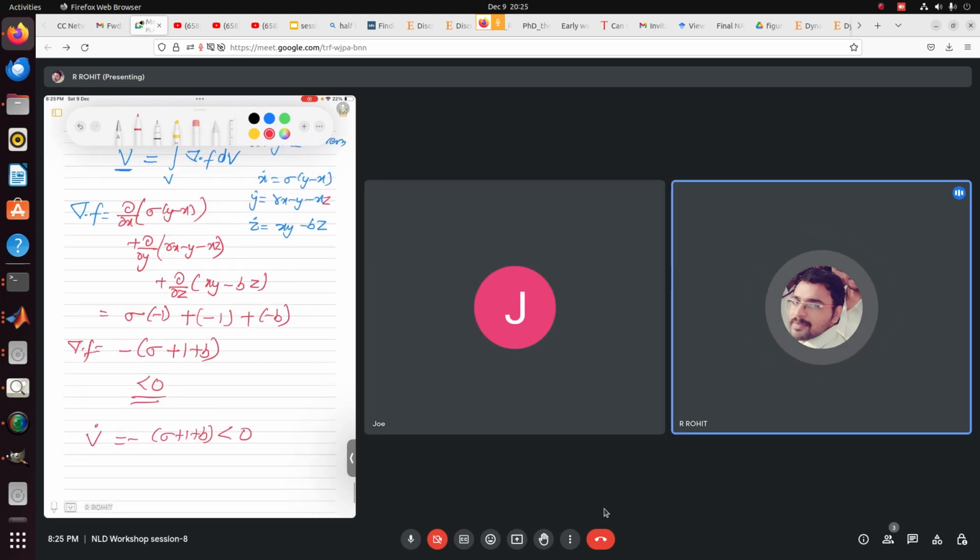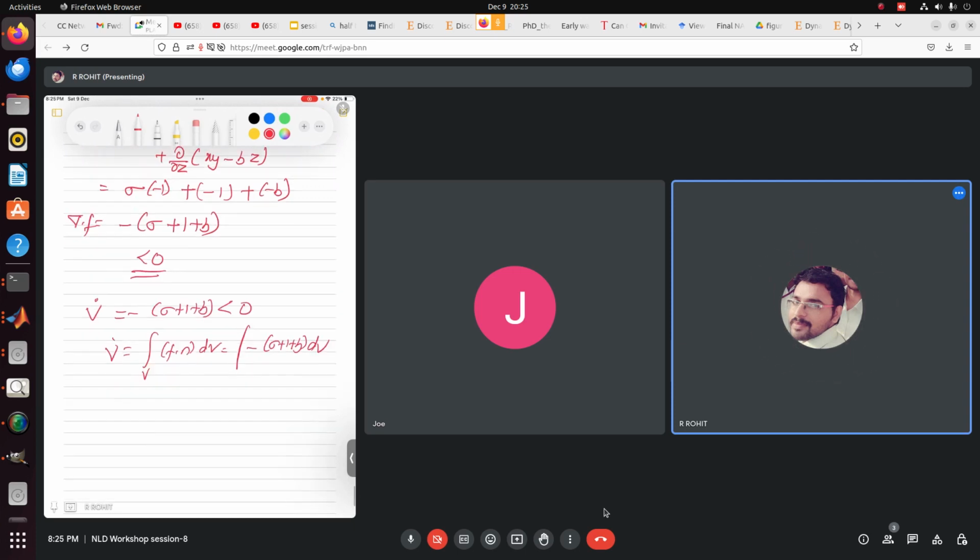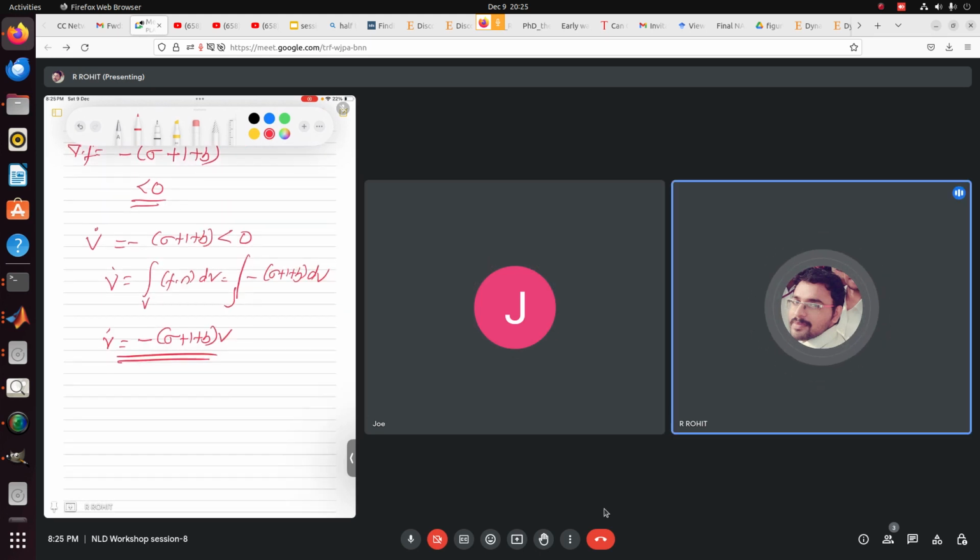And so if you substitute it in this equation, that is v dot is equal to the integral over v of f dot and dv. This is nothing but minus sigma plus 1 plus b into dv. So v dot is nothing but minus sigma plus 1 plus b times v, which has a solution. So v dot is equal to some constant times v. This is nothing but an exponential thing, which is nothing but some initial value v naught e to the power minus sigma plus 1 plus b times t.